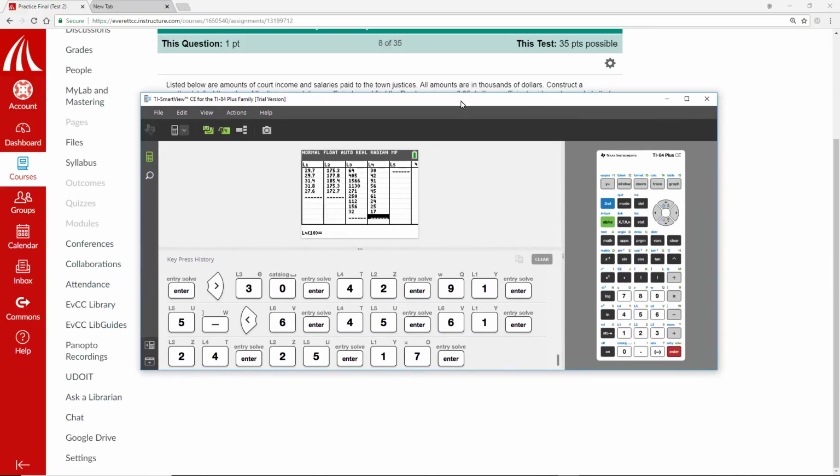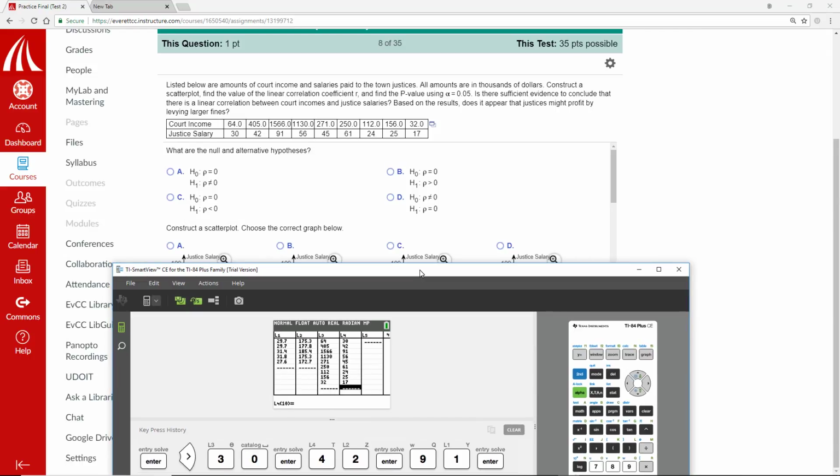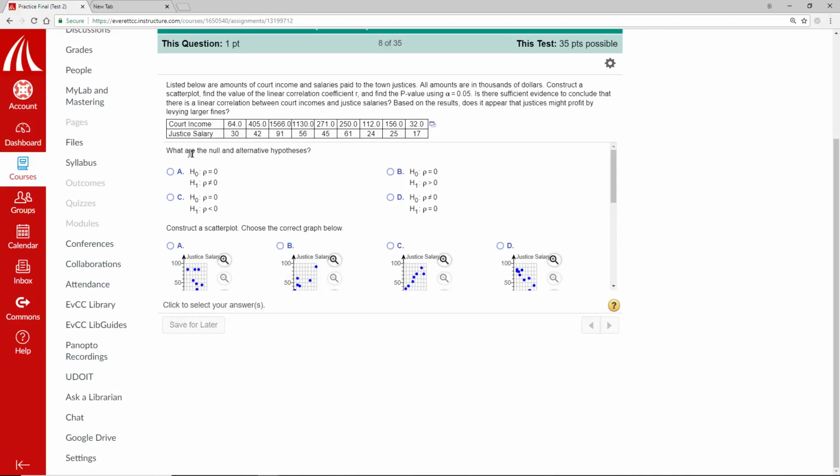All right. So I put the values in list 3 and list 4, and now I'm going to carry out the test. Well, before I carry out the test, I do need to make sure that our null and alternative is correct. So it says listed below are amounts of court income and salaries paid to the town justices. All amounts are thousands. Construct a scatter plot. Find the value of the linear correlation coefficient R and find the p-value using alpha 0.05. Is there sufficient evidence to conclude that there is a linear correlation between court income and justices?